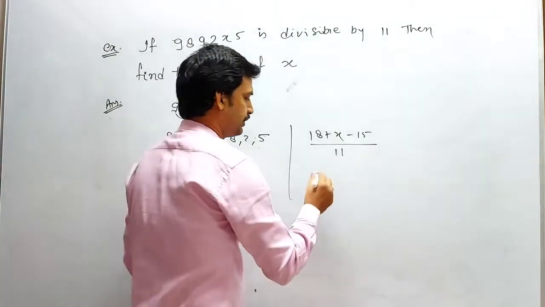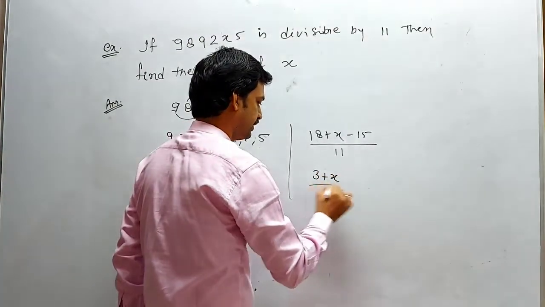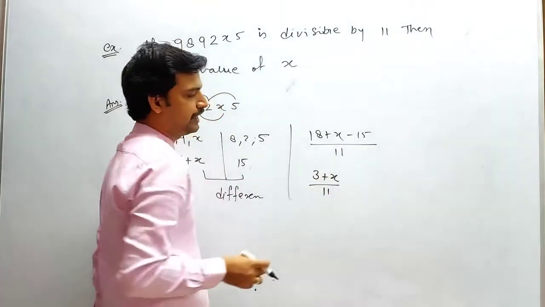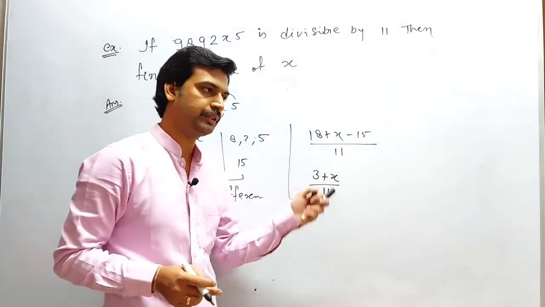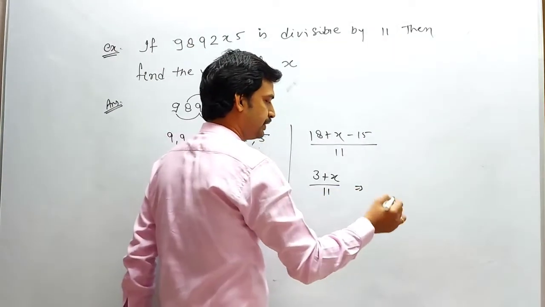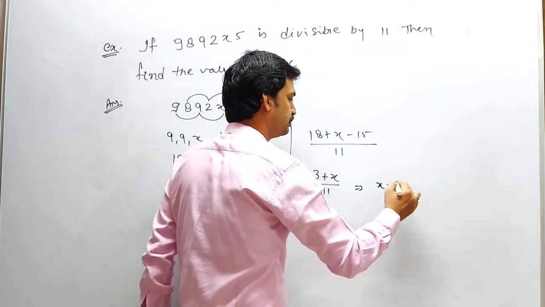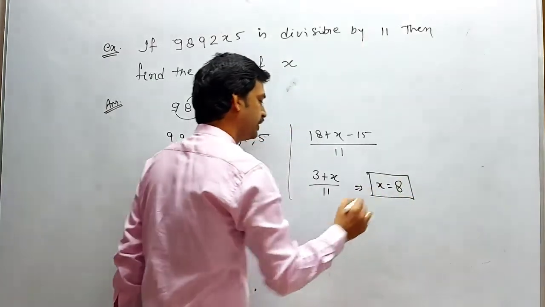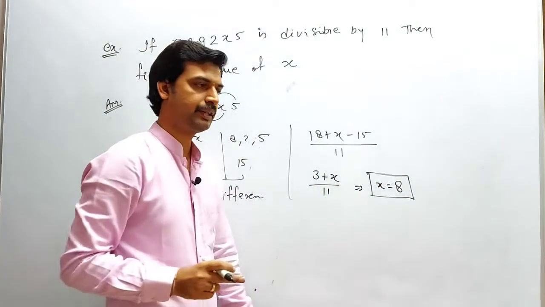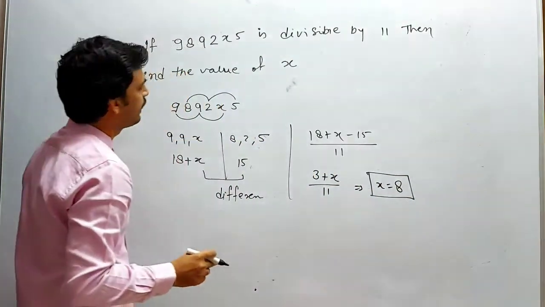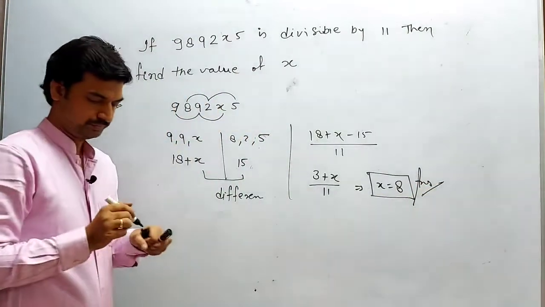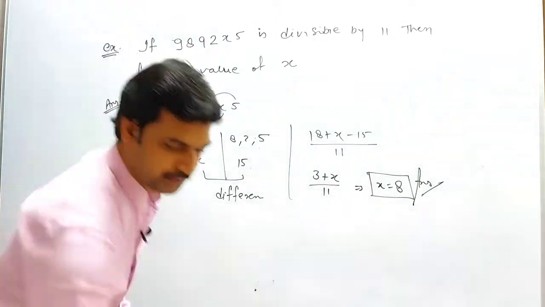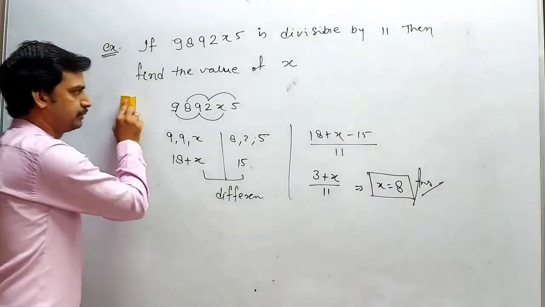So what are we getting? We are getting 3 plus x divided by 11. So in place of x, we use a value so that it becomes divisible by 11. So what we need to write is x is equal to 8. When x is equal to 8, then it becomes 8 plus 3, 11, and divisible by 11. So the value of x is 8. That is your answer. Clear? We'll take one more example for another one.